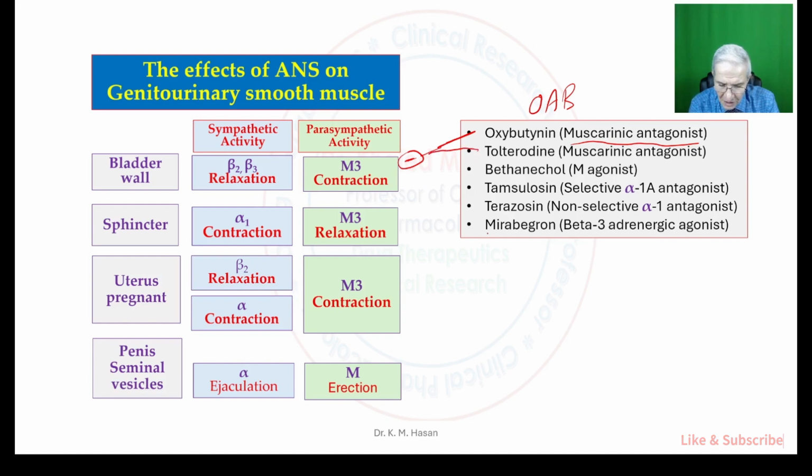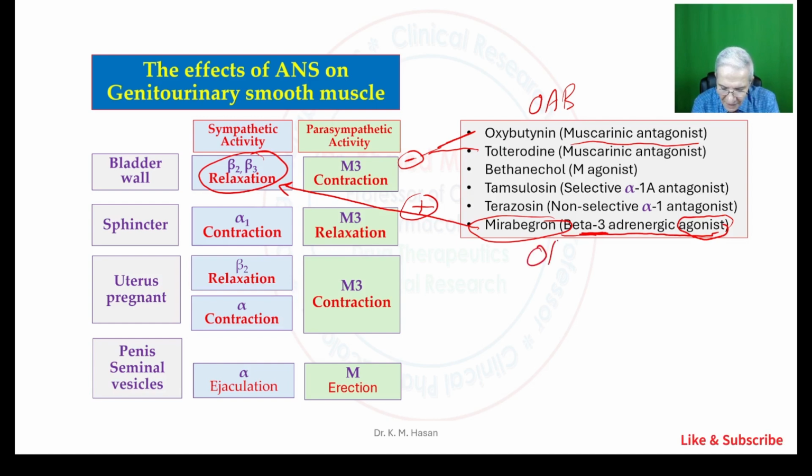Tolterodine, the same. Then we have mirabegron, a beta 3 adrenergic agonist. So we are talking about the beta 3 receptor here. Mirabegron stimulates the beta 3 receptor, leading to relaxation. So mirabegron, oxybutynin, and tolterodine are used for overactive bladder.